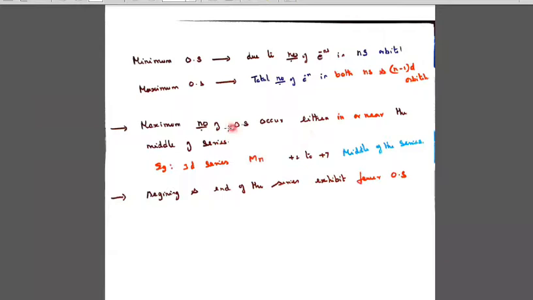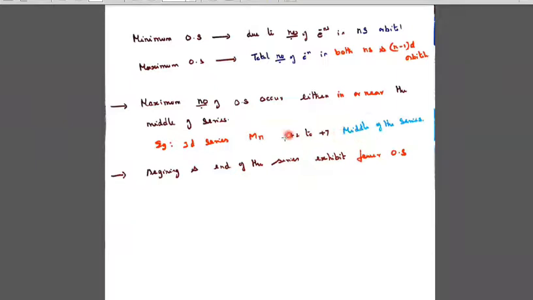So the meaning of writing this is that the maximum number of oxidation states occurs either in or near the middle of the series, but near the beginning and the ending of the series, elements exhibit only fewer oxidation states. So the maximum number of oxidation states in 3d is manganese, having +2 to +7. That means +2, +3, +4, +5, +6, +7, gradually increasing by 1 from +2 to +7. So it has the maximum number of oxidation states in the middle of the series.